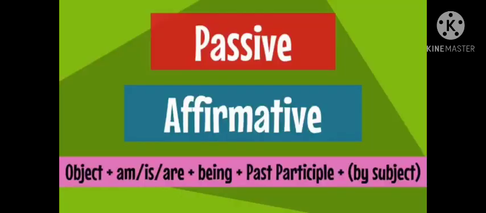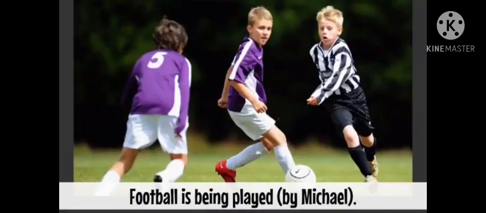When we make a passive statement in present continuous tense, we have to select the object of the active voice as the subject of the passive voice. Then add is with singular subjects and are with plural subjects, then being plus the past participle form of the verb. For example, football is being played by Michael.